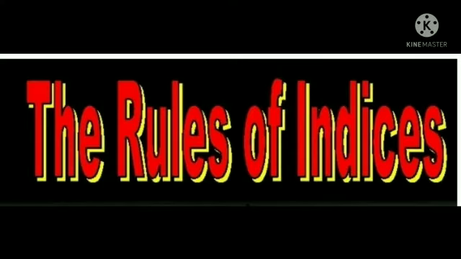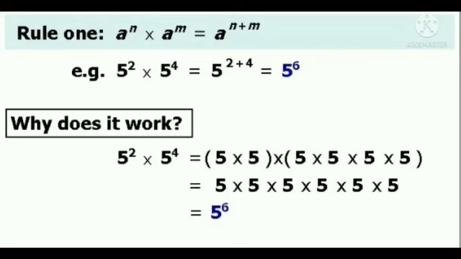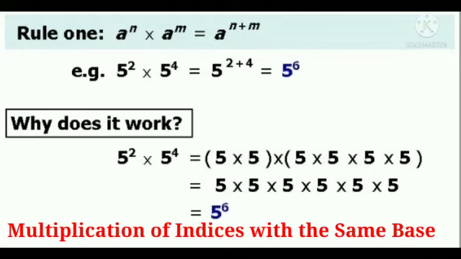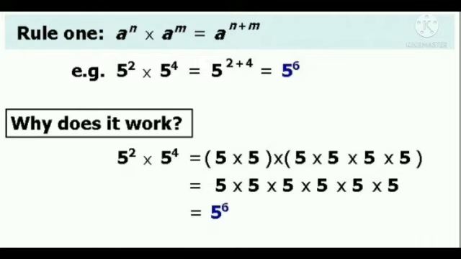Now let's see the rules of indices. You can also call it the laws of indices. Now let's see the first rule. The first rule we will see is for multiplication of indices with the same base. So whenever the same base is given and the multiplication operation is given, what you have to do, students, is you have to just add your index. Clear? If the base is same and the multiplication sign is given, you have to just add your index.